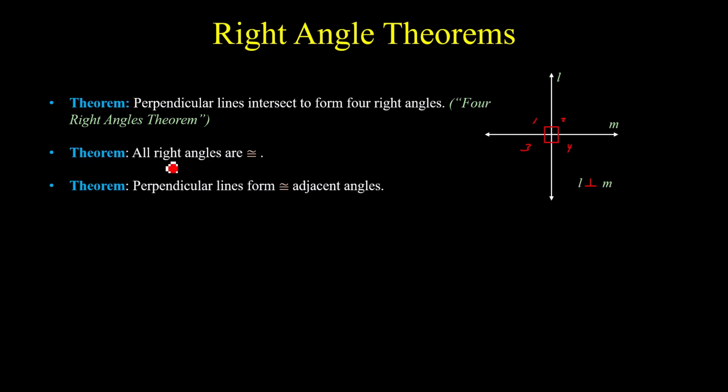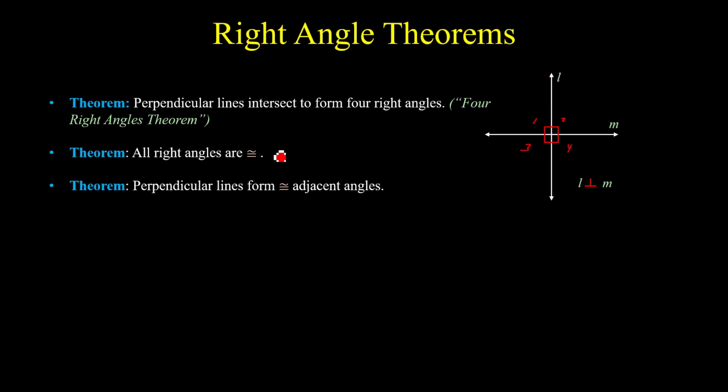And then this is very important: all right angles are congruent. This is kind of like the theorem that we had before, which we proved, that all vertical angles are congruent. So we had a theorem before that said all vertical angles are congruent. Here we have a theorem that states that all right angles are congruent.